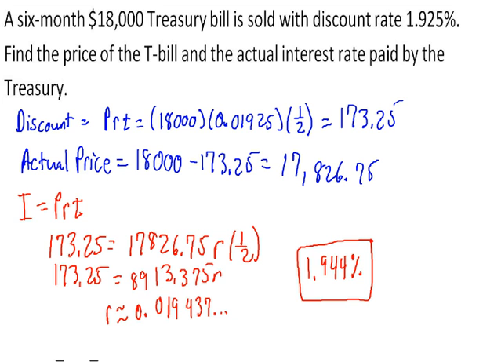Now this is good in this case because you're making money. But if it goes the other way, if you were actually borrowing money where you'd borrow $17,826.75 and had to pay back $18,000 in 6 months, your interest rate is actually a little higher at again the 1.944%.